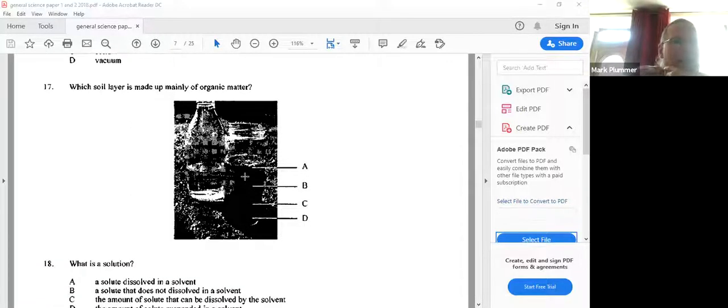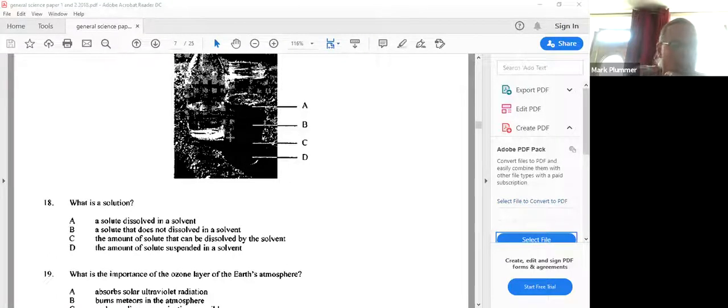Okay, number 18. What is a solution? This is a sort of general question asking you how you would describe what a solution is. And the answer is A, a solute dissolved in a solvent. Remember, the solvent is the substance that you're dissolving into, and the solute is what you are dissolving. So that can be anything really, whatever dissolves in the solvent.